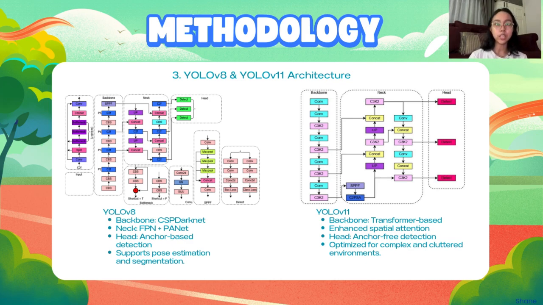And for YOLOv11, the backbone is transformer-based. It enhances spatial attention. The head uses anchor-free detection. It is optimized for complex and cluttered environments. YOLOv8 supports pose estimation, while YOLOv11 brings improvement with a transformer backbone and anchor-free head. Previous studies have proven that the application of YOLO in sports can aid training and prevent injuries.